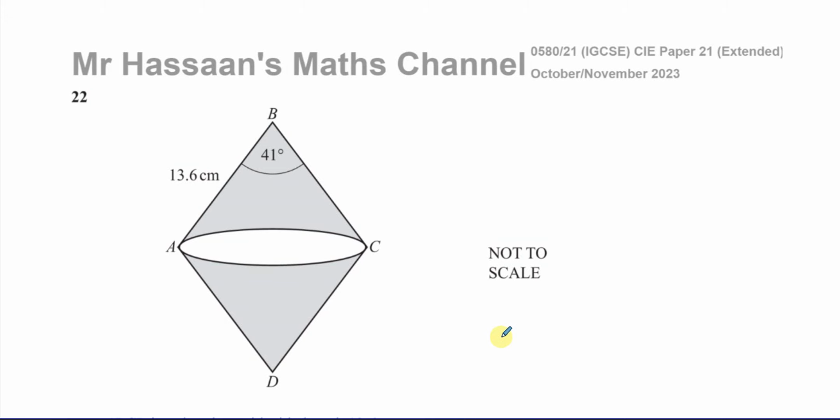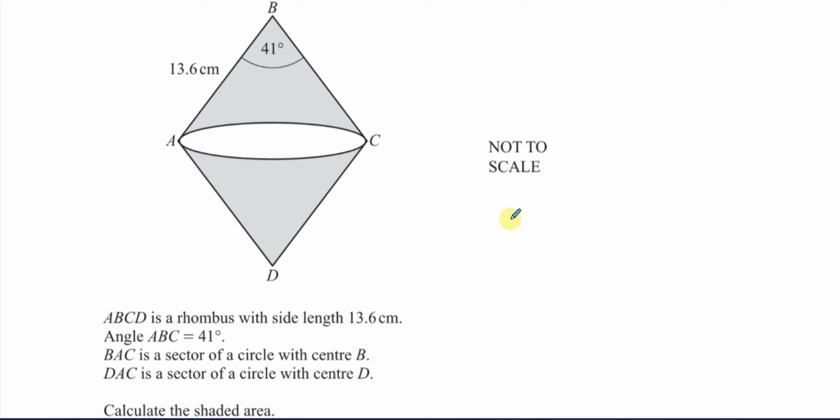This is Mr. Hassan's Maths channel. This is question number 22 from the IGCSE Cambridge paper 2, variant 1, 0580, October/November 2023. And this question here is the last question on the paper, and we're told about this shape that ABCD is a rhombus. It is a rhombus with side length 13.6 centimeters. Angle ABC is 41 degrees.